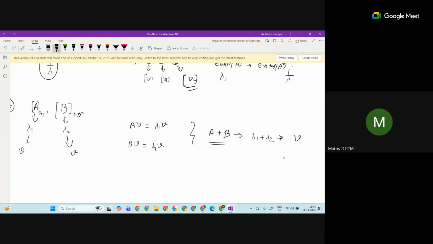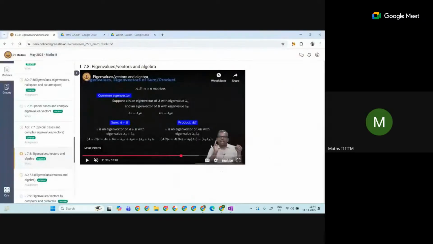Are you getting it, Ananya? Yes, sir. Eigenvalues are different, eigenvectors are the same. Then you sum the matrices and find the eigenvalues of it. The eigenvalues are just the sum of the eigenvalues, but the eigenvector is going to be the same. And not only this, the product also has this property. If you multiply AB, the eigenvalues are going to be the product of the eigenvalues, and the corresponding eigenvector is also V.